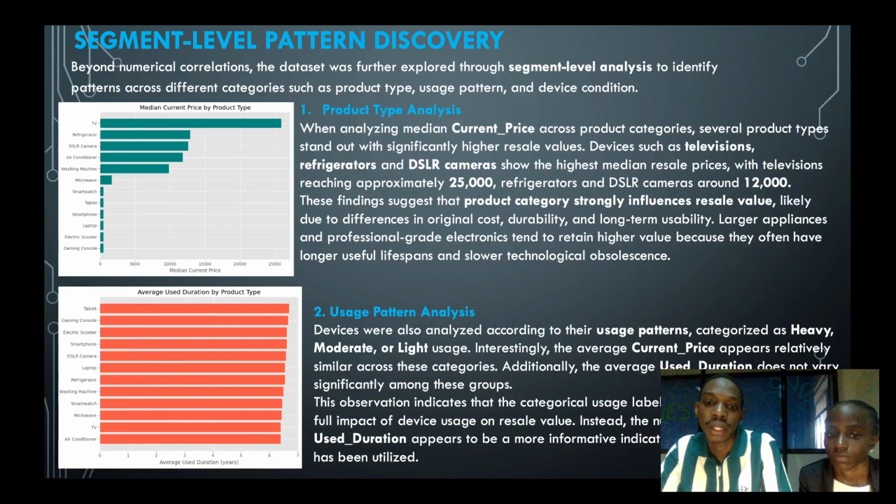Devices were also analyzed according to their usage patterns, categorized as heavy, moderate, or light usage. So interestingly, the average current price appears relatively similar across these categories, and additionally, the average use duration does not vary significantly among these groups, as you can see from the visualization.